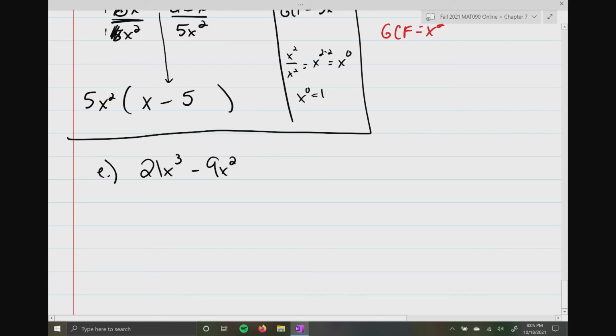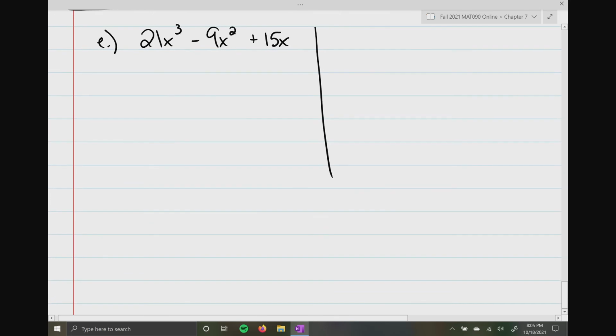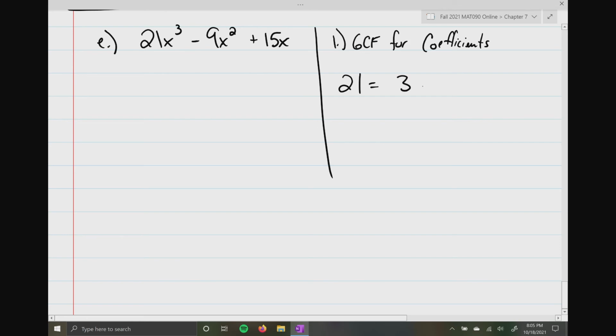We're going to factor 21x to the third minus 9x to the second plus 15x. So there are 3 terms here, okay? Now, I'm going to really write this one out because I want you to see how everything works, okay? So step 1, let's find the GCF for the coefficients, okay? So 21, well, that's going to be 3 times 7. And I'm going to write 7 all the way to the right. 9 is going to be 3 times 3. 15 is 3 times 5.